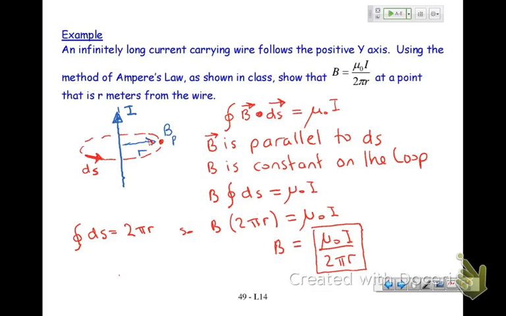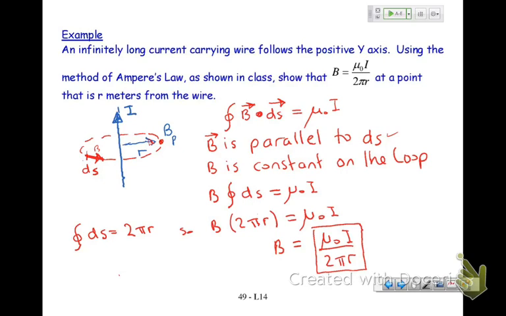Yeah, my B, I'll draw my B here. My B is parallel to my little bit of ds. My little bit of ds is my little bit of length of my loop, and my B is at all points parallel to it because the two mirror each other.